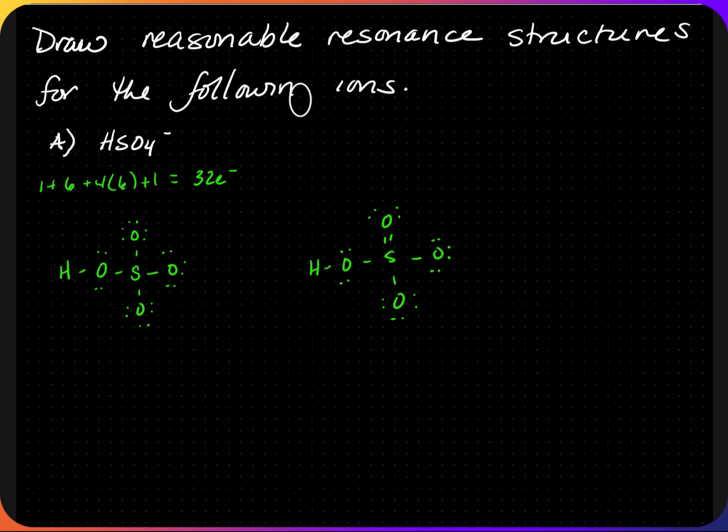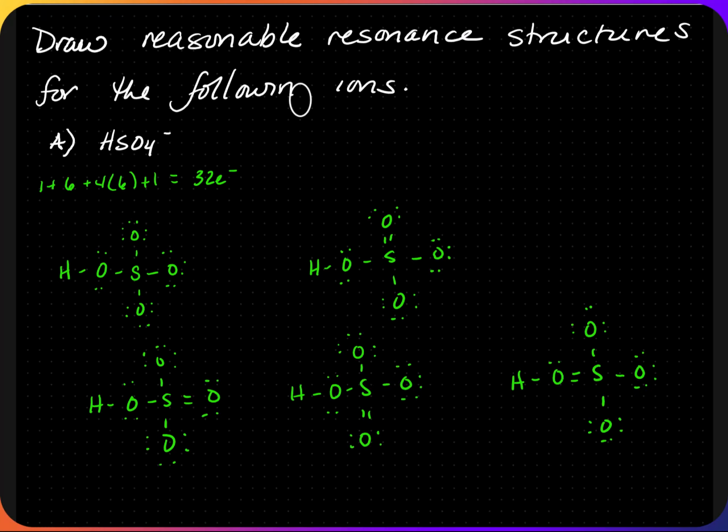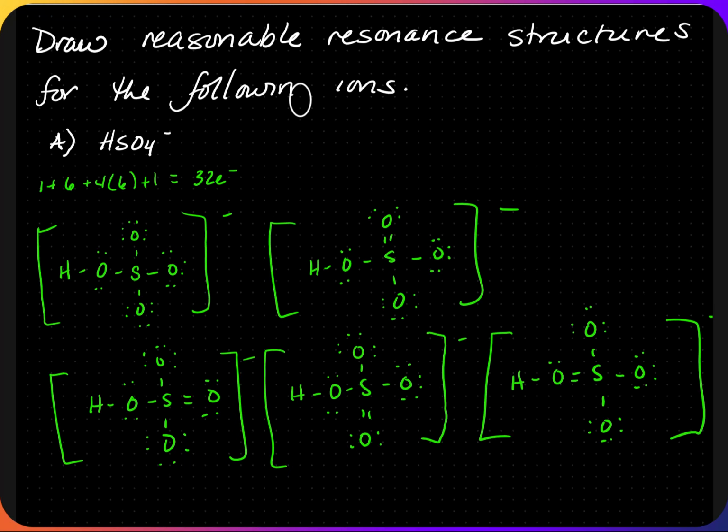Since it has a double bond, the double bond could exist in any of the oxygens. So we're going to rotate the double bond. We're going to again fulfill the duet and octet rule. Since these are all ions, they all need brackets with a charge on the outside. And I need the double-headed arrows.